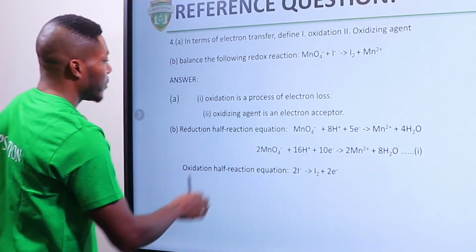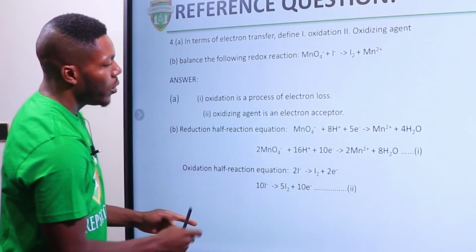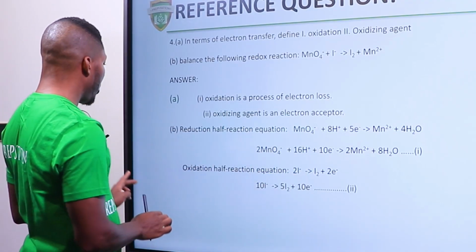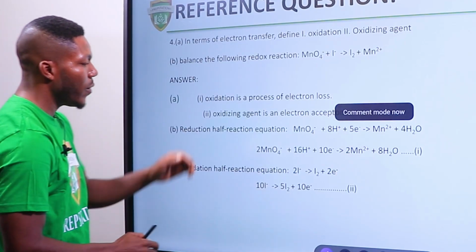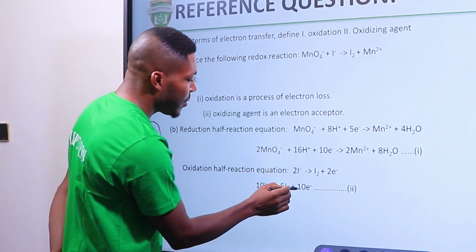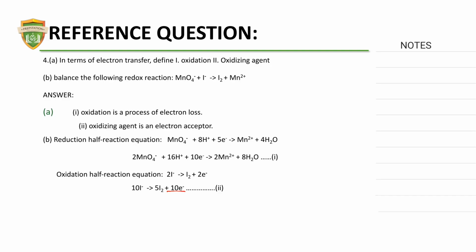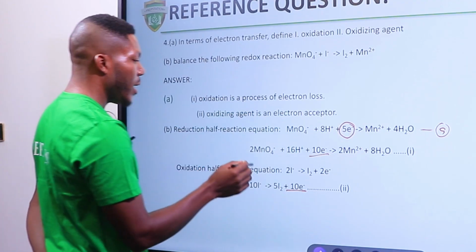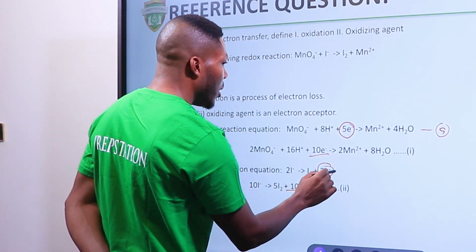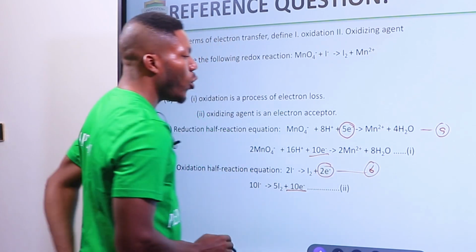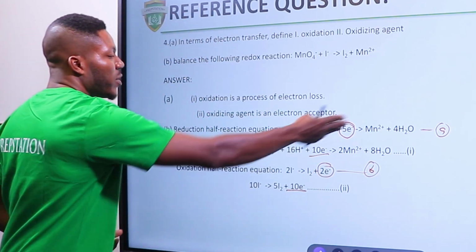So I want to talk on this now, to say why we have this. The reason why we have this 10 electrons here is to correspond with the 10 electrons in the other half. Initially we have 5 electrons; let me call this equation A. But here we are having 2 electrons; call this B. So we cannot equate the electrons because they are different.